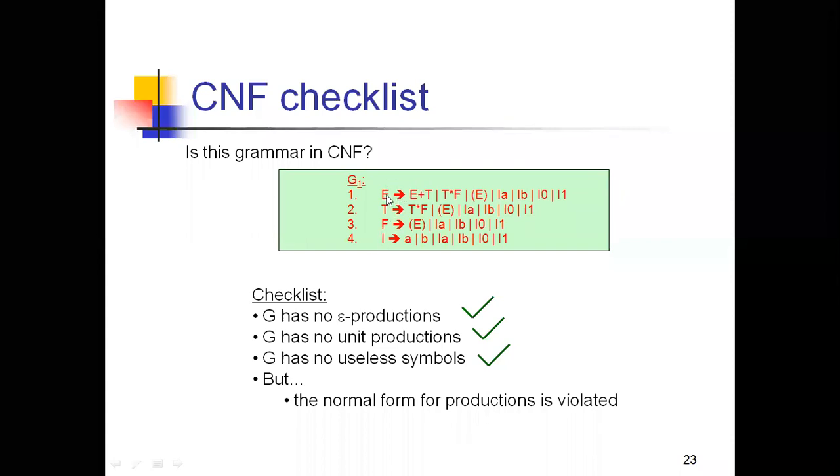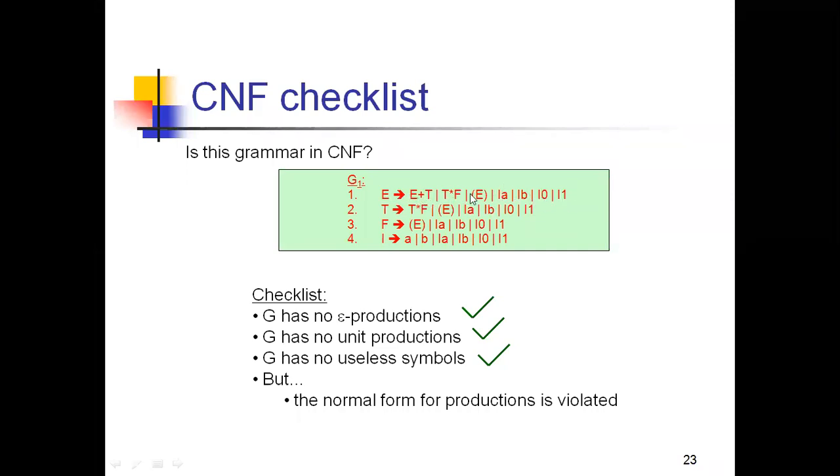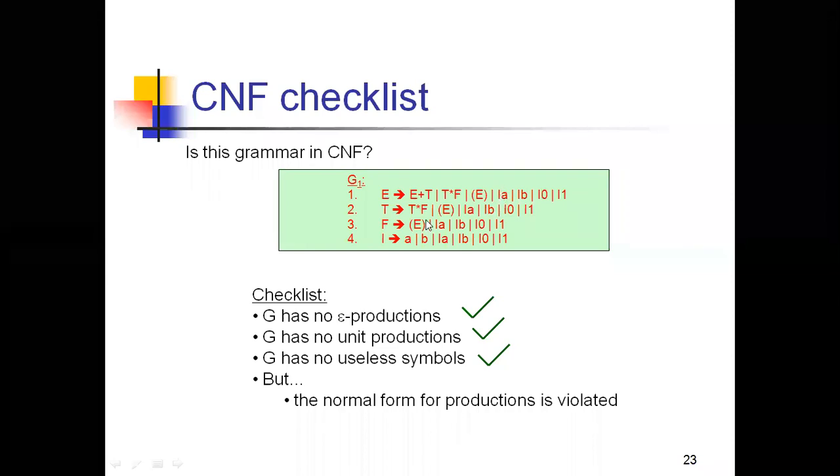And see in the rules of the E, IA, IB, I0, I1. Here I is directly deriving A, B. If I put A or B, from these rules I get strings. And in the place of E, I can choose either E plus T or T star F. In the place of T, I can choose these rules. If I is generating the terminals, then if I put I in the place of T also, I'm generating the terminals.